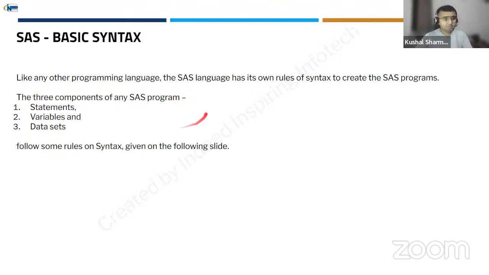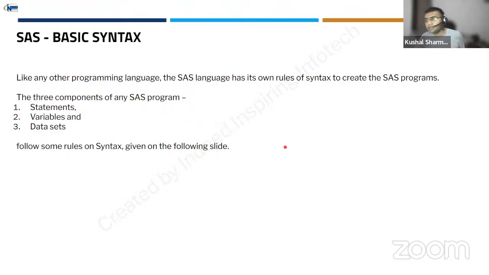Like other programming languages, the SAS language has its own rules of syntax to create SAS programs, and there are three components. The first component is statements, the second is variables, and then data sets. So statements, variables, and data sets. You may get this as an MCQ question, where you may get asked which one of the following is not a component of a SAS program. There the correct answer would be there, and one or two wrong answers. So you need to remember that statements, variables, and data sets are the three components.